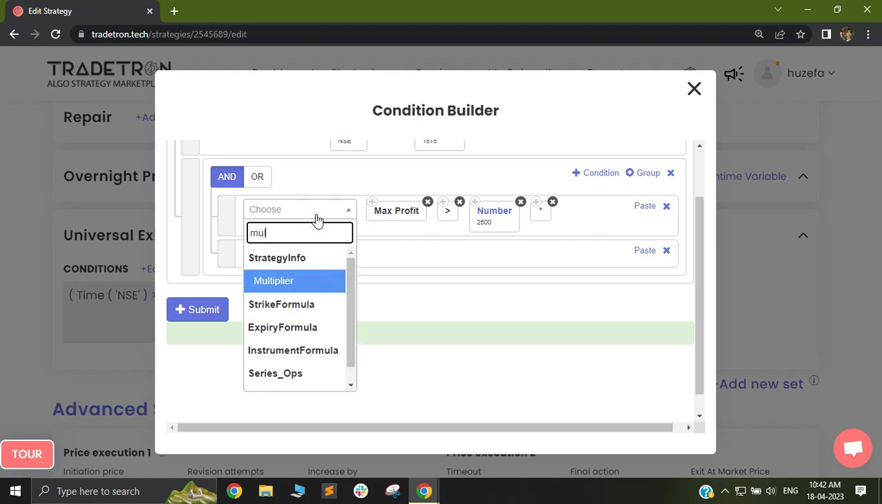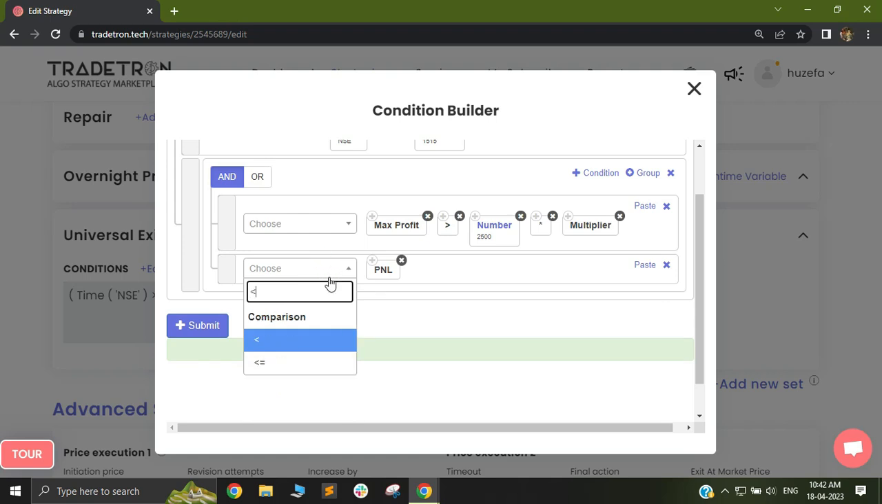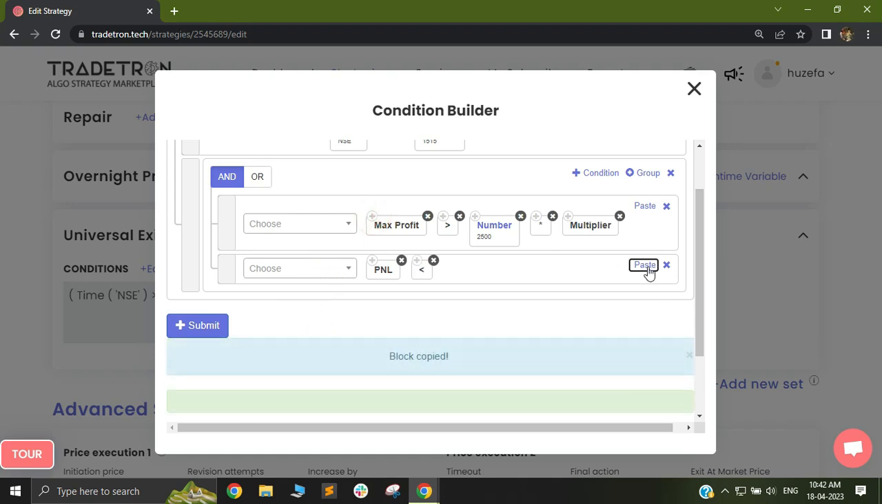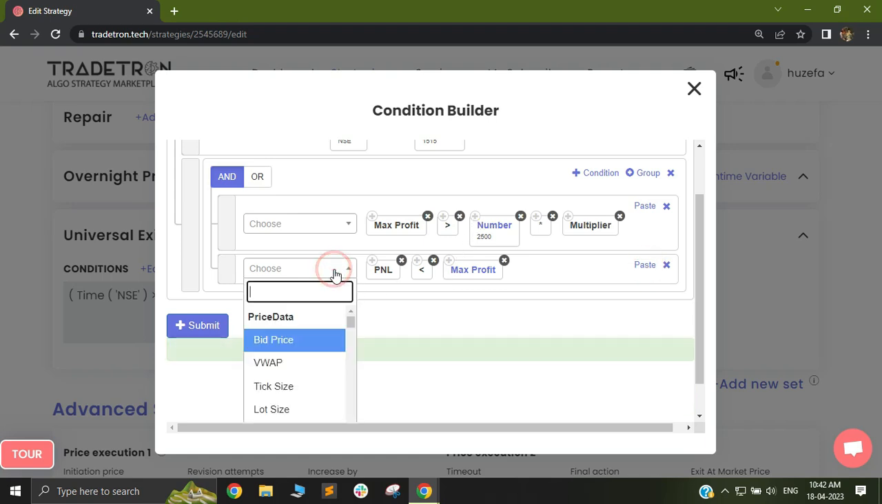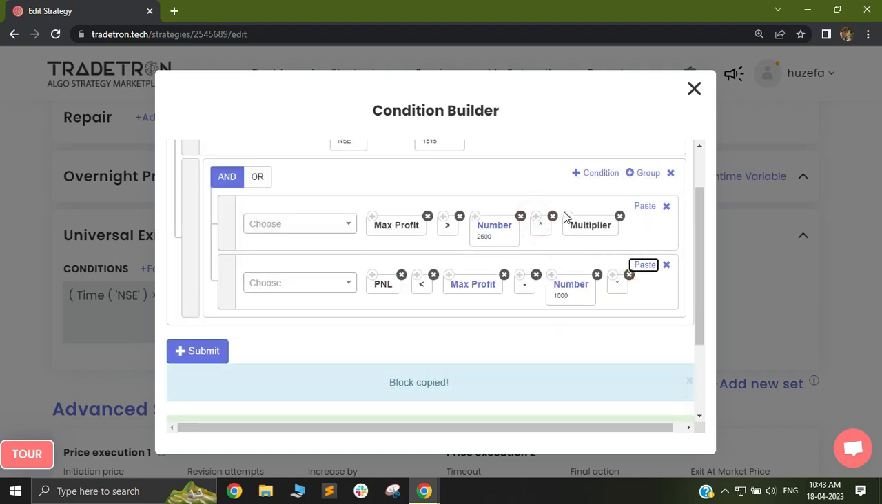I will multiply this by multiplier just so that when I'm using it on a higher multiple, it will be able to adjust for the same multiplier. Now I will use my second condition on the second line. I'll use my second condition as PNL is less than max profit minus number, and I can select anything out here. So I will select, let's say, 1000. And of course I will multiply this by multiplier.